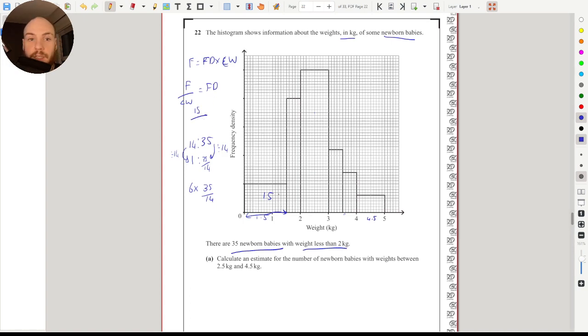The area of each of these shapes is the frequency always. So 15 divided by 1.5 gives us a frequency density equal to 10. So this is 10, this will be 20, 30, 40, 50, and so on. Now that I've got all that working out done, I'm going to rub it out because I want this additional space for myself. If you need it, copy it down.